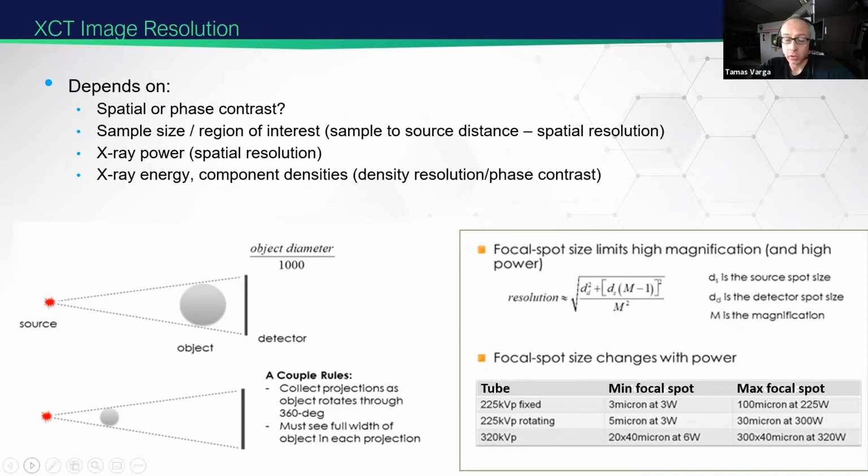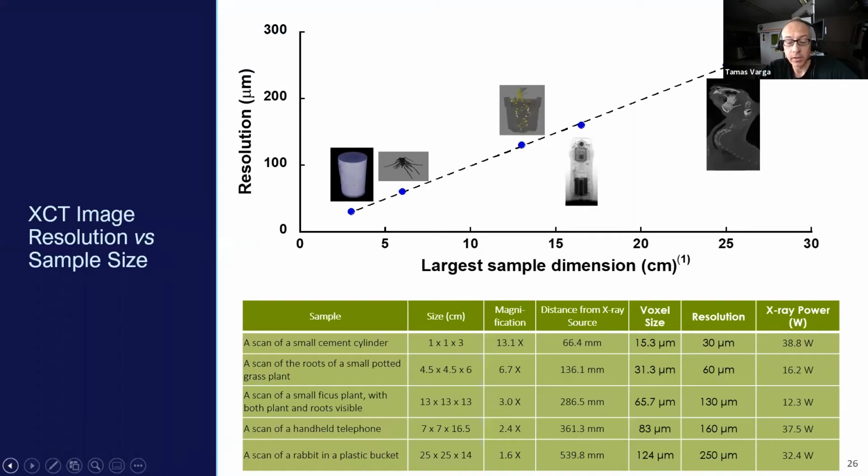The spatial resolution also depends on the X-ray power, because the focal spot size changes with power. So the best resolution I usually quote for the system is 10 microns, and it can only be achieved at limited kilovolt and microamp settings. If you go to high power, then your focal spot size becomes bigger, and that compromises the resolution. And for the phase resolution, we can change the X-ray energy, and if we have a way to change the densities of one of the components, then we can play with the phase contrast.